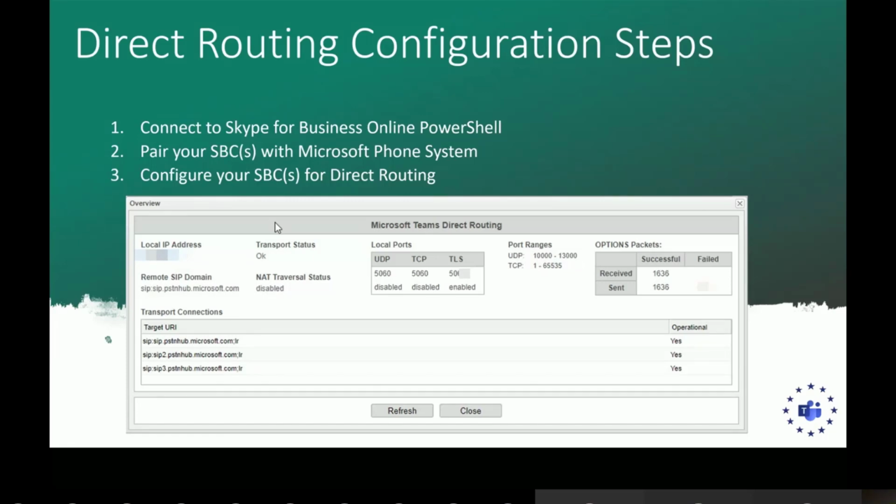This is a screenshot of what you see once you've configured it. It tells you that you have that connection there. When your SBC is connecting to Microsoft, if you can see the target URI and the transport connections, there's three: SIP, SIP2, and SIP3. Those are three different regional transport hubs from Teams that your SBC is connected to at any one time.